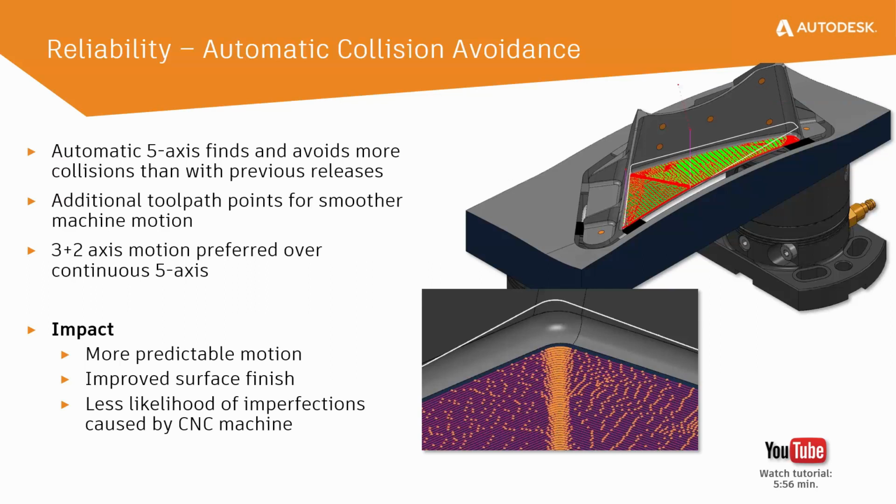You'll also notice that the toolpaths themselves include more points in these transitionary zones, and that results in improved toolpath machine motion, smoother motion. You'll also notice that the machine motion tends to be more 3+2 as opposed to continuous 5-axis. Now, all of that collectively combines to give you an improved machine motion, improved surface finish, shorter cycle times, less need for manual polishing, just a better end result in terms of your machined parts.